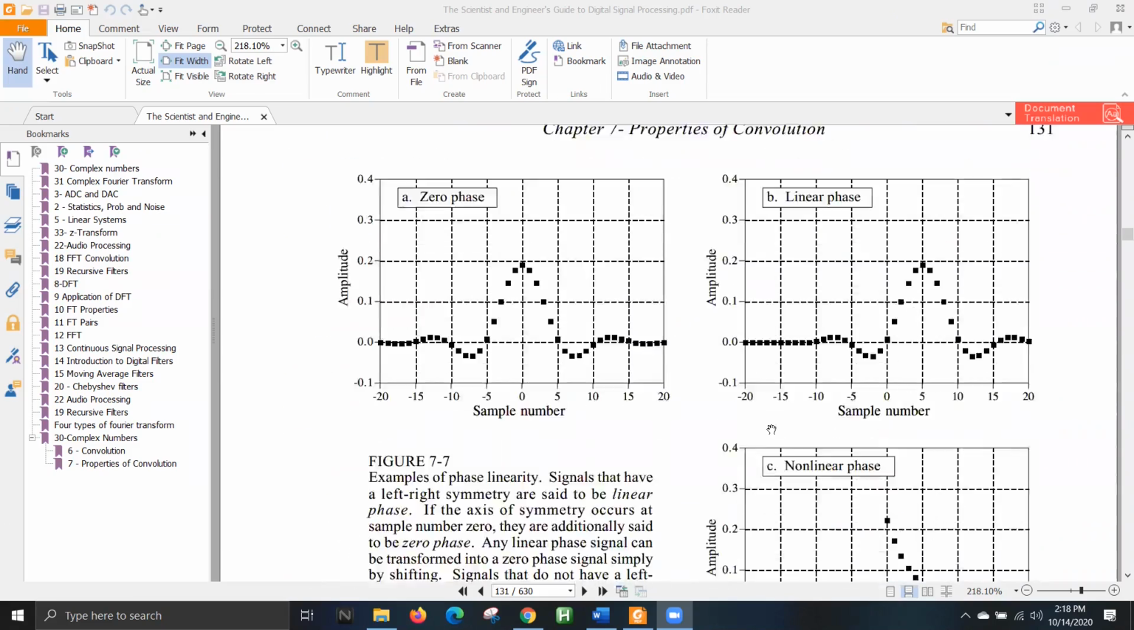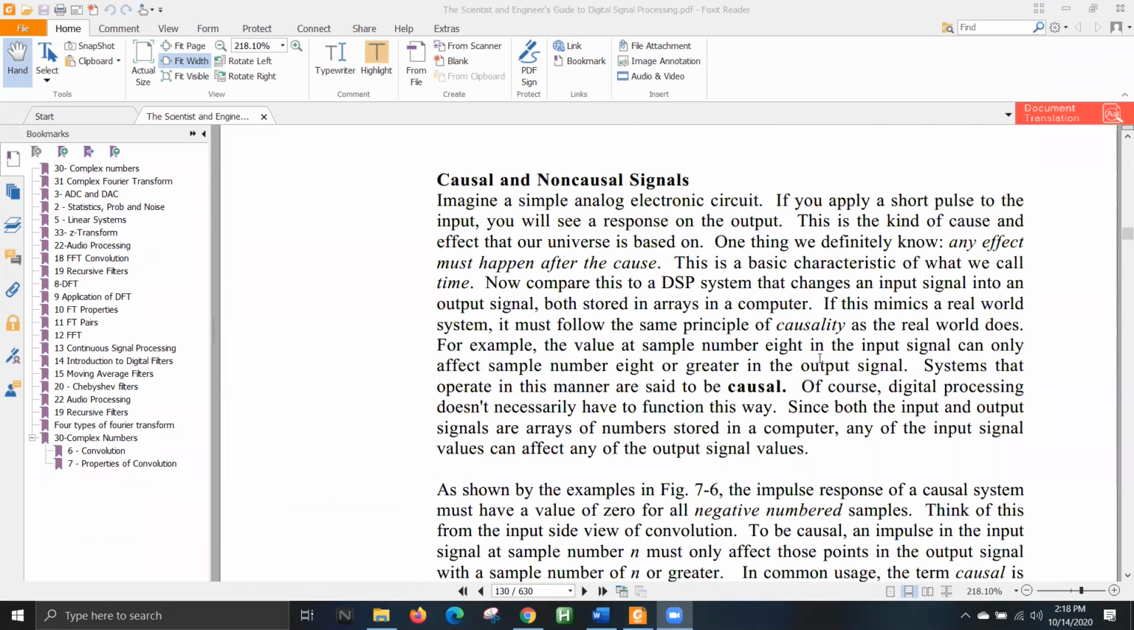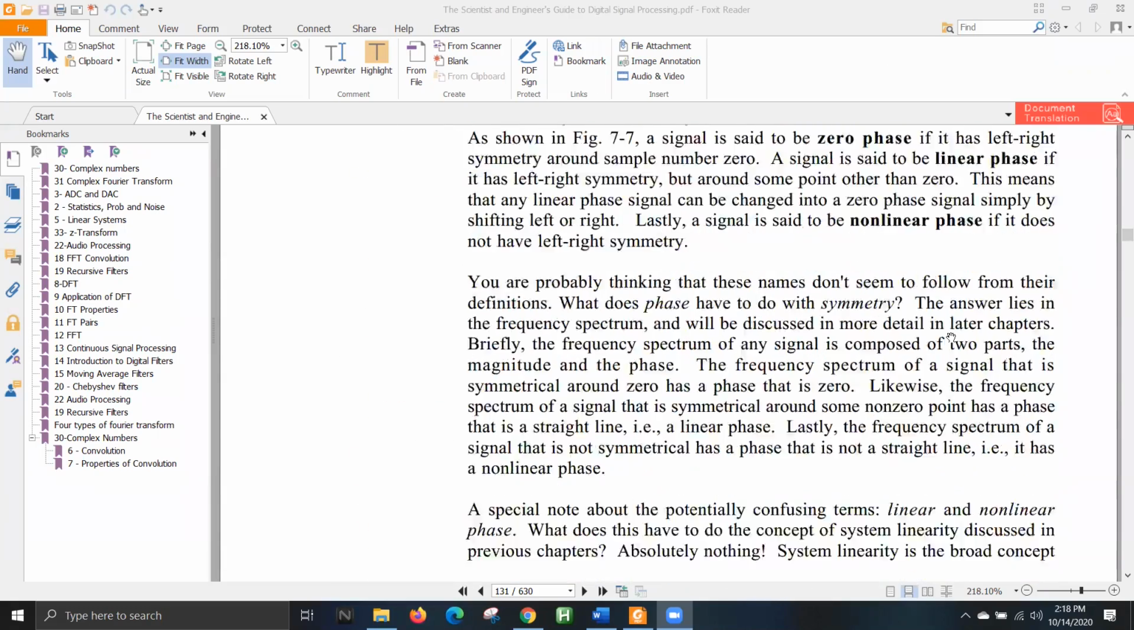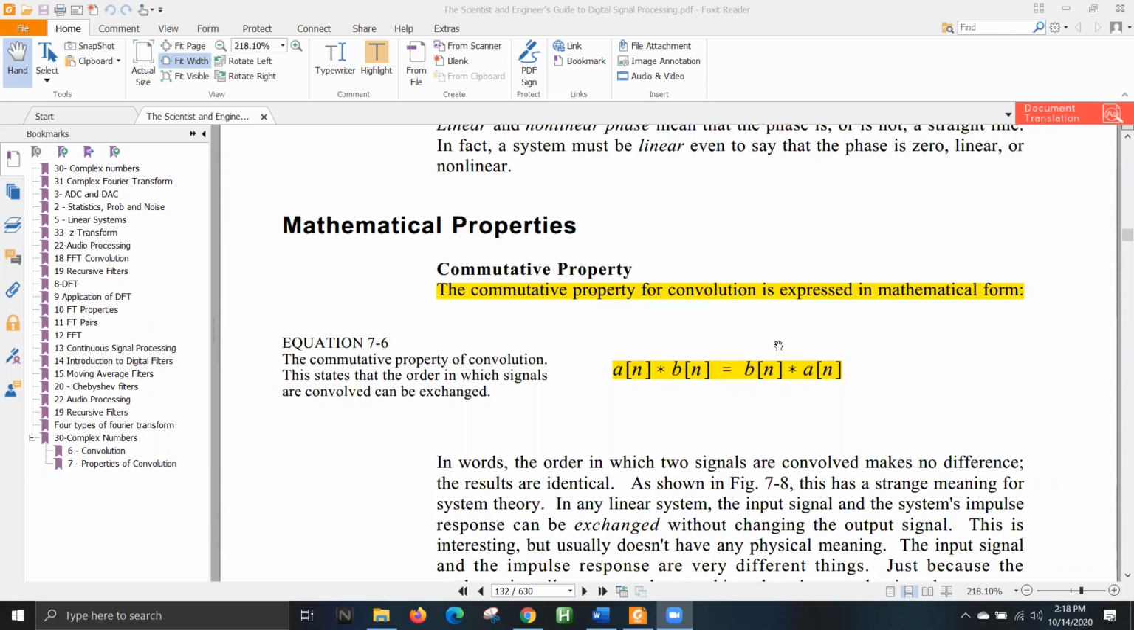Okay, so these things are not necessary. You'll notice that I did not mark anything from here: the causal, non-causal, and zero phase, linear phase, non-linear phase. These are not necessary. We can directly go to the mathematical properties of convolution.